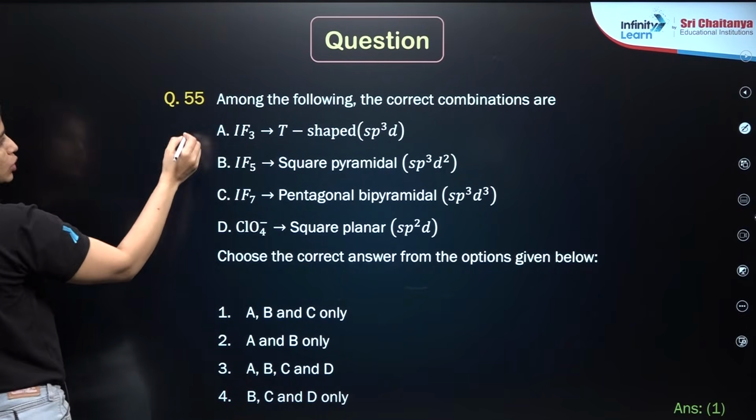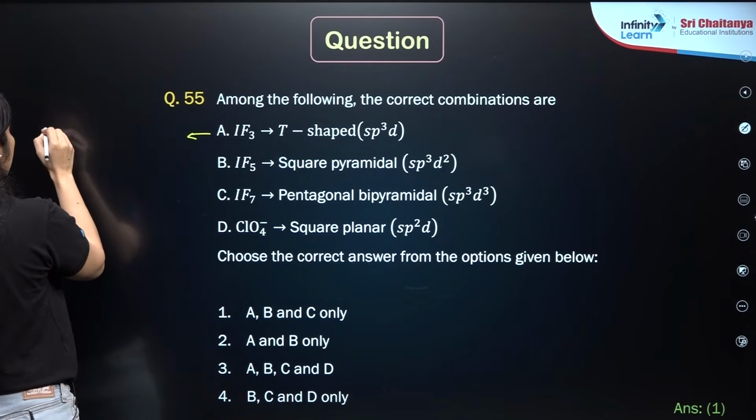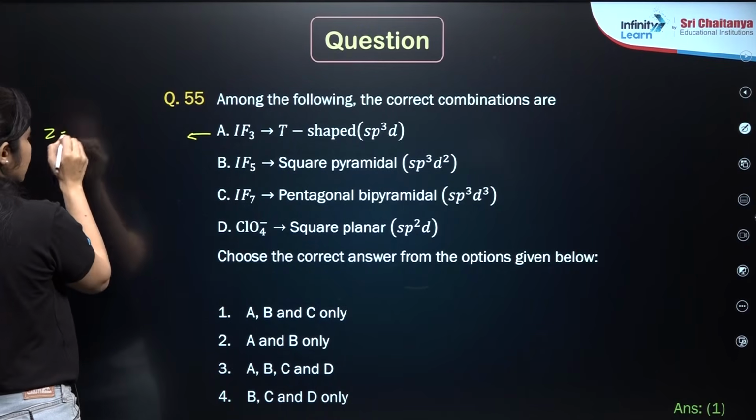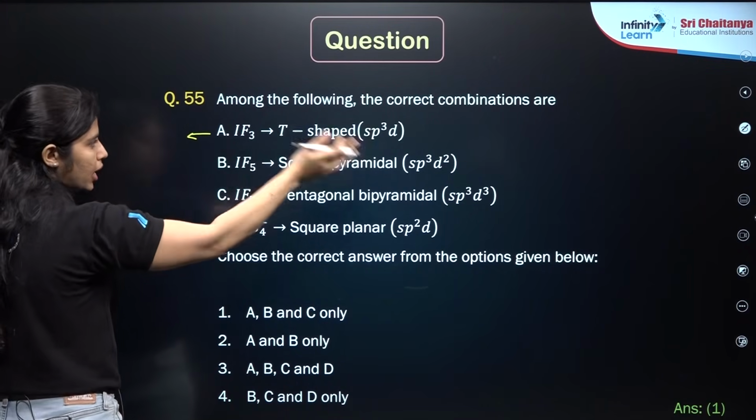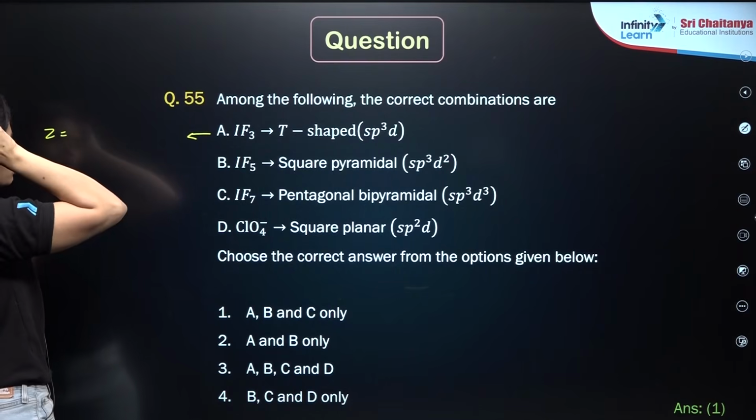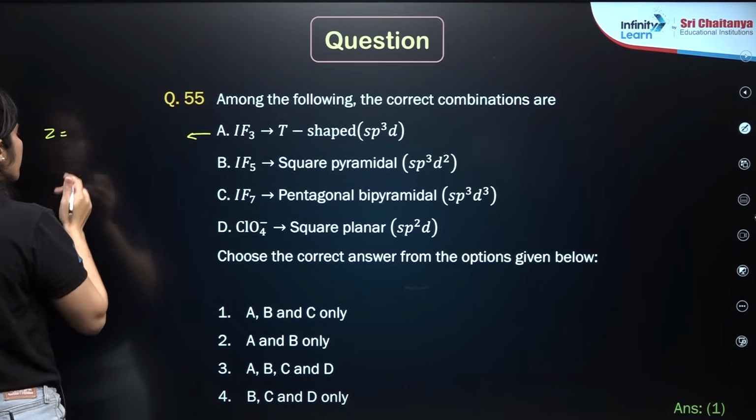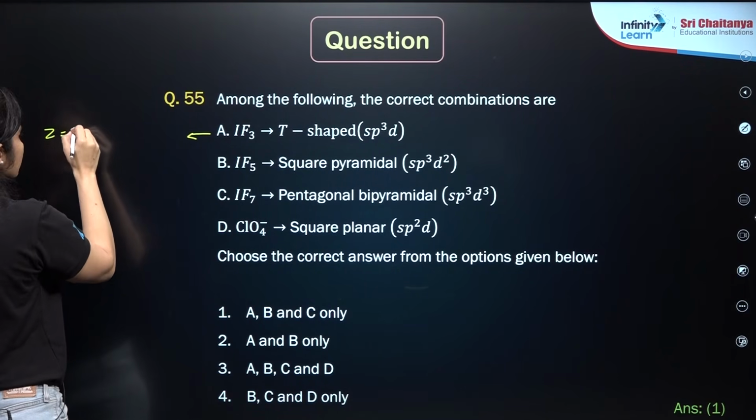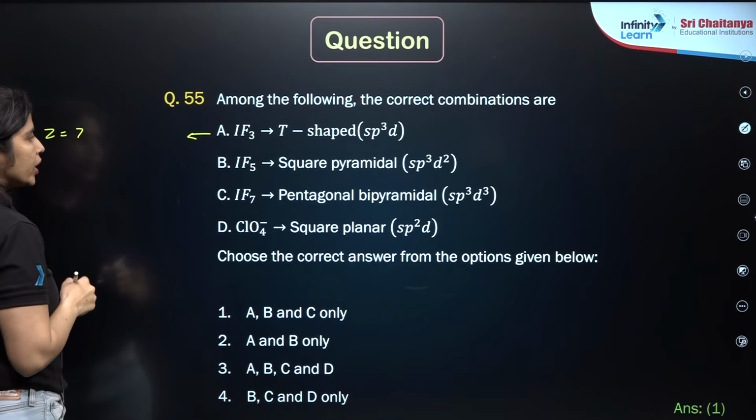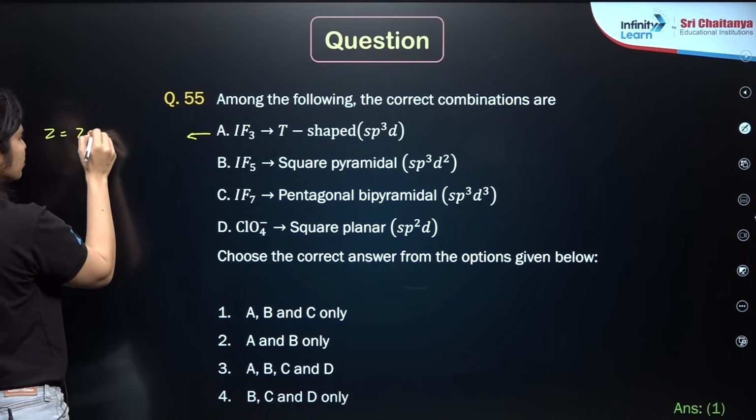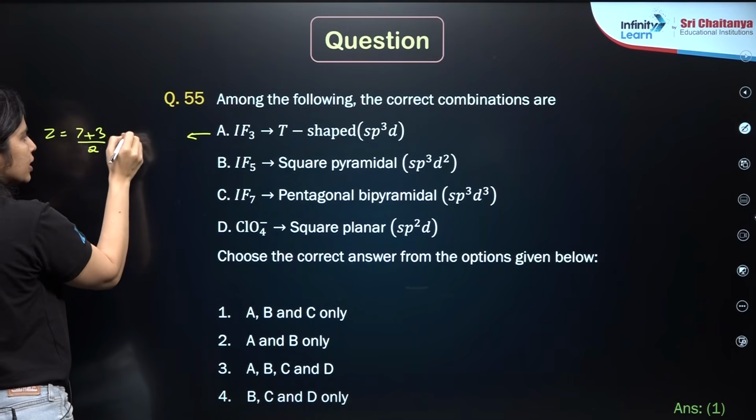So let's look at the first one over here, which is IF3. Let's find out the steric number, which is Z, so that we can get the hybridization as well as the shape, and find out the number of lone pairs. Okay. So first of all, it is going to be 7, which is the valency of iodine over here. There is one monovalent atom, so plus 3, divided by 2. So that means it is 5.